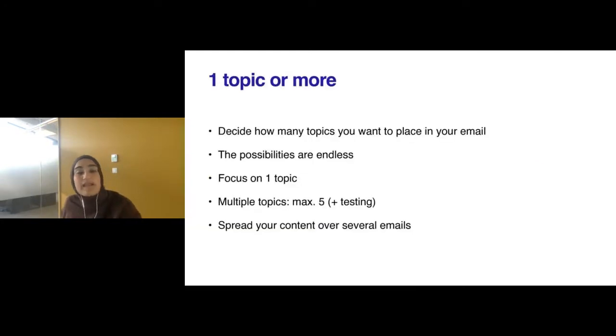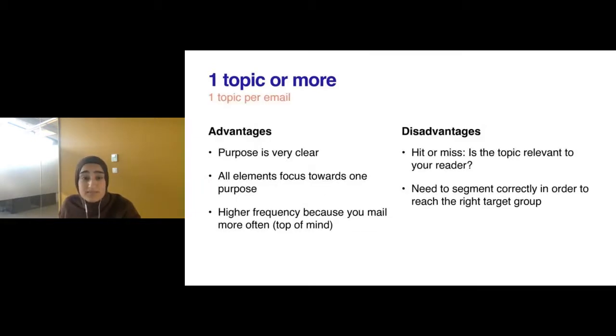But before you place elements in your mail, you will first have to decide how many topics or articles you want to place in your mail. So do you choose one topic or do you want to share several? And how many topics do you put in one mail? The possibilities are endless. So if you choose to place multiple articles in your mail at the same time, instead of focusing on one topic, we recommend that you go for a maximum of 5 topics.